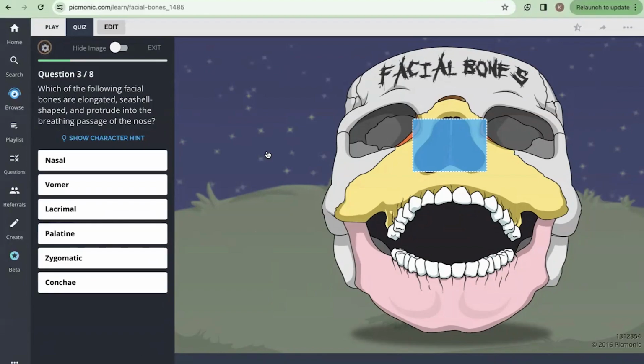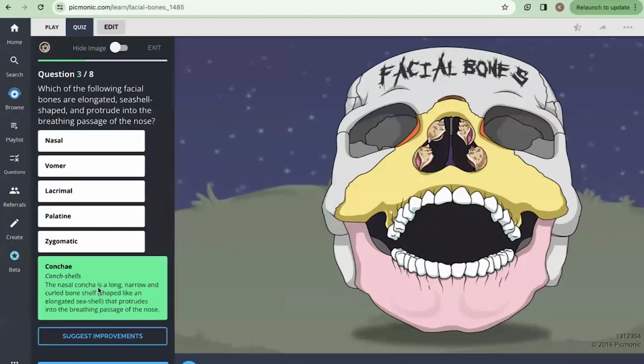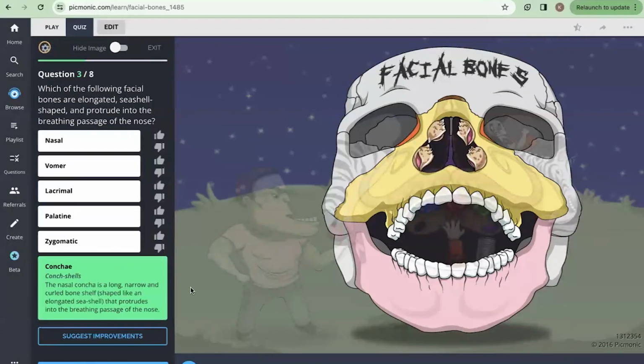Which of the following facial bones are elongated, seashell-shaped, and protrude into the breathing passage of the nose? Okay, I'm going to go with the conchae. I remember the conch shells Picmonic. And there you go.